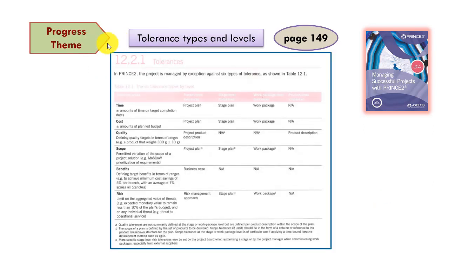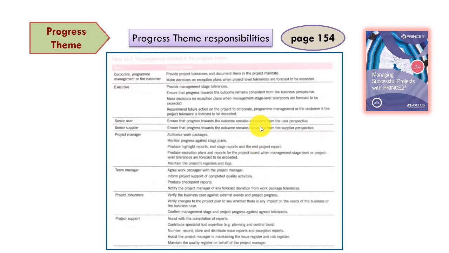And on the progress theme, tolerance questions are almost certainly to crop up. Put a tab in on page 149. Here you've got the different types of tolerances, where they're applied, and that might help you see whether a question is talking nonsense, whether it's the right answer, or whether it's a dummy. Still on progress theme, tab up page 154. Here you've got who's responsible for what when it comes to managing progress within your PRINCE2 project.